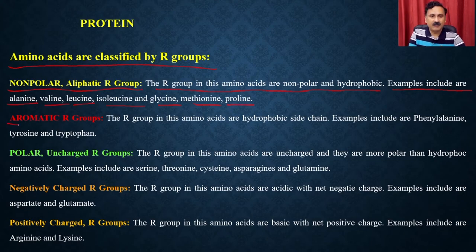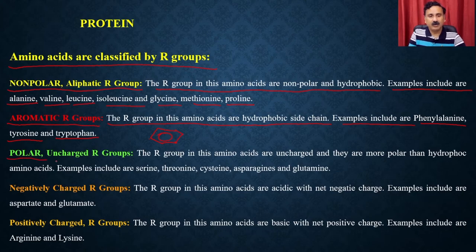Then we have the aromatic R groups, which means these are the groups where you are going to have a benzene ring. So these groups contain the benzene ring, whereas in the previous case it's not going to contain the benzene ring, it's going to be linear chains. The R groups in these are hydrophobic side chains, for example phenylalanine, tyrosine and tryptophan, right? So you might have to remember the structure of these amino acids if you want to understand the functional role or the crucial role going to be played by these amino acids.